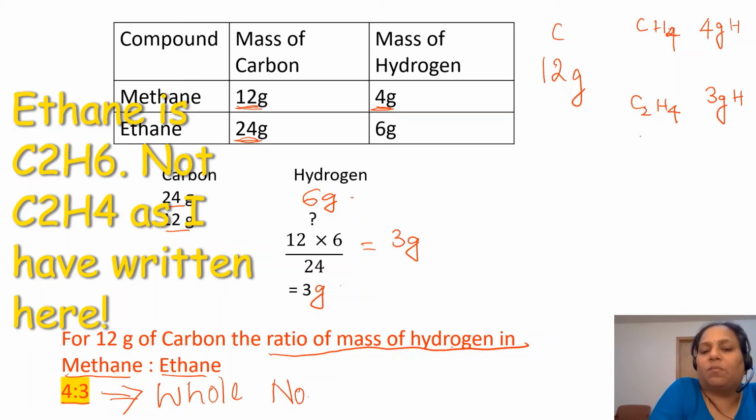So for a fixed mass of carbon, what is the fixed mass of carbon? For 12 grams of carbon, the ratio of mass of hydrogen is in simple whole numbers, which is 4 to 3 in case of methane and ethane. Let's proceed with the next example.